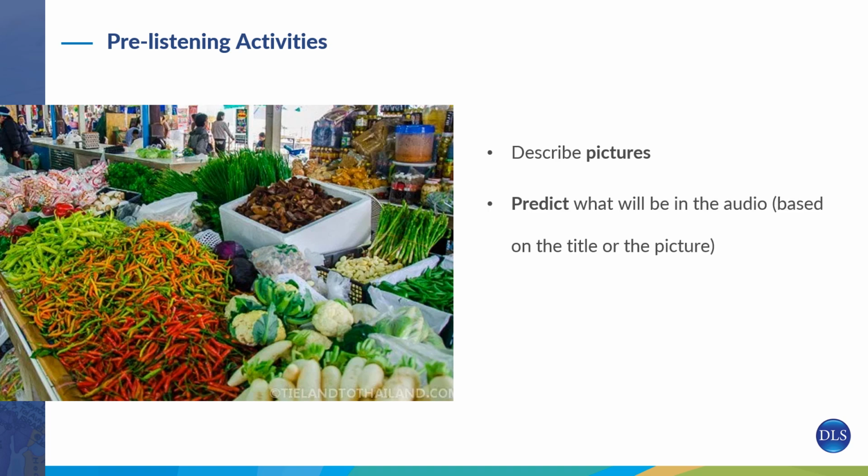Another great pre-listening activity is to have students predict what will be in the audio. So if you show them the title of the audio or show them a picture related to the audio, then they can make some predictions about what they will hear in the audio. And then finally, another great pre-listening activity is to elicit background knowledge. So if you're going to, for example, listen to an audio about a recent election in the target region, you might have the student tell you what they know about that topic.